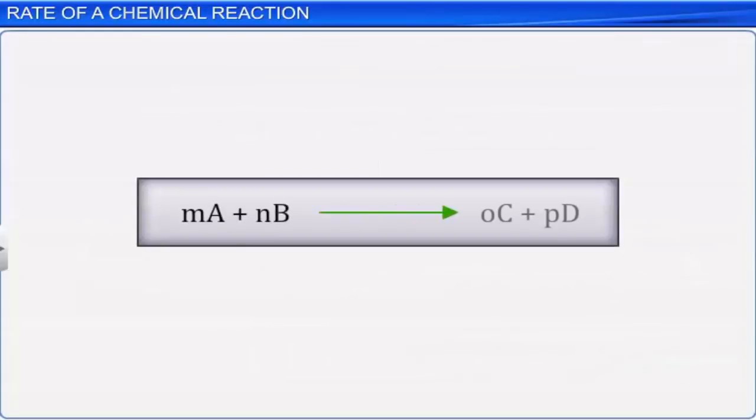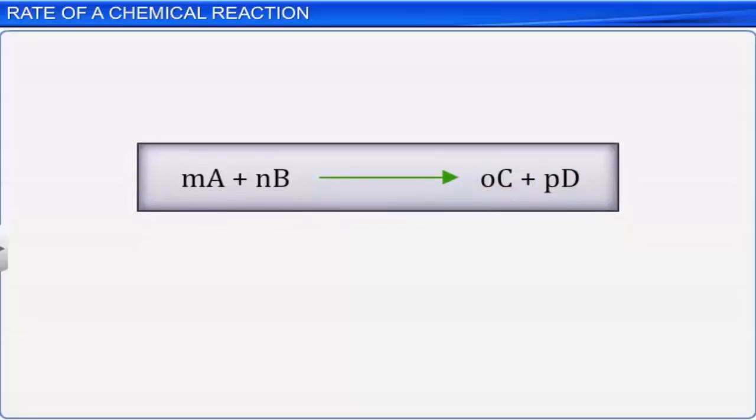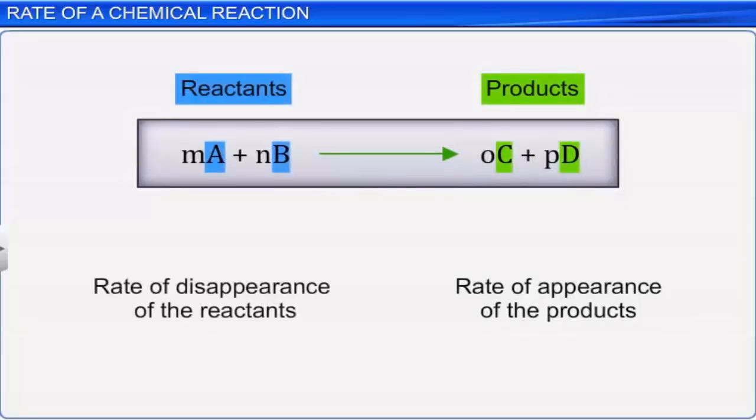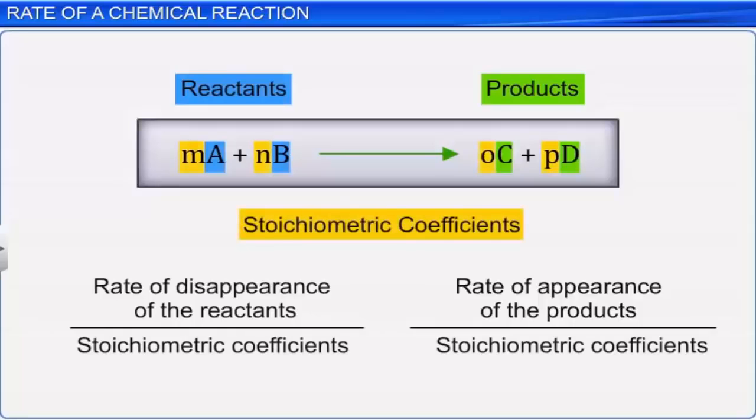Let us now consider a generic reaction, where the stoichiometric coefficients of the reactants and the products are different. Let's say m moles of A react with n moles of B to give O moles of C and P moles of D. We divide the rate of appearance of the products and the rate of disappearance of the reactants by their respective stoichiometric coefficients to get the rate for the overall reaction.